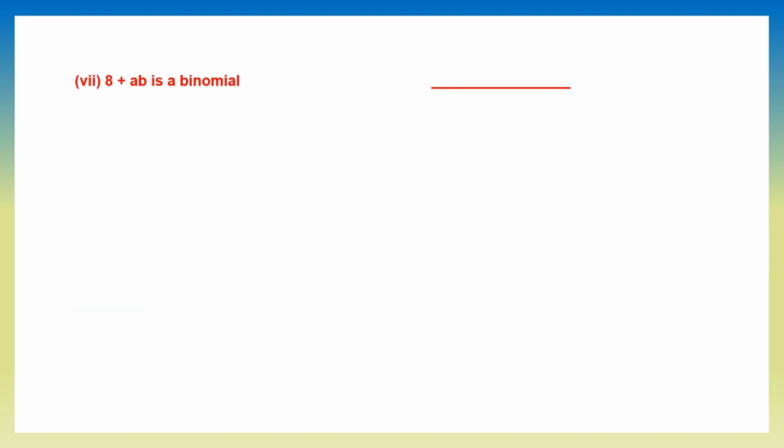Question 7. 8 plus ab is a binomial. Binomial means two terms, and this statement is true because there is a plus sign. So this is 1 plus 1, two terms, and so this statement is true.